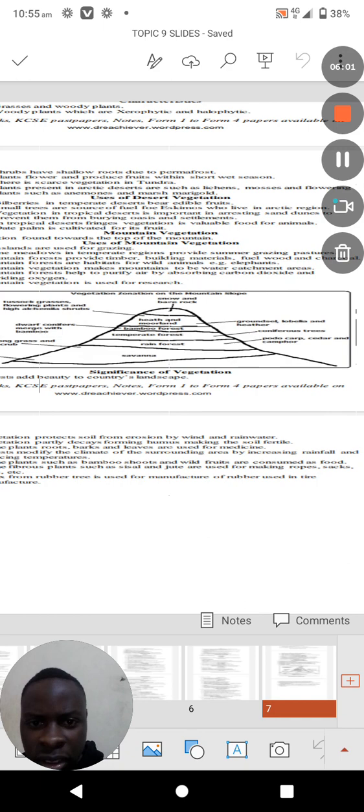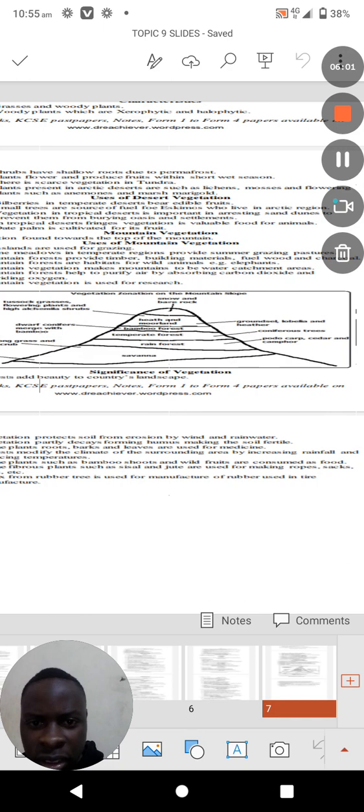Now the heath and moorland, which is found on the higher altitudes of the mountain. The swamp vegetation, which is found on flat areas.